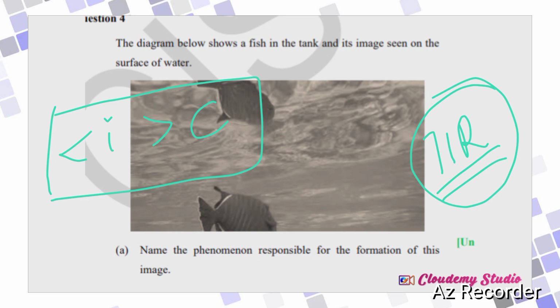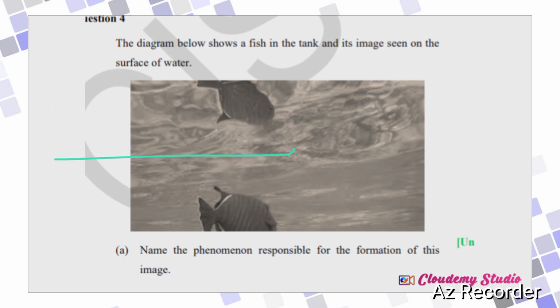Basically, total internal reflection is when light falls on a surface separating two media from an optically denser medium to an optically rarer medium at an angle of incidence greater than the critical angle. Then the light ray rebounds back into the same medium at the same angle. This phenomenon is called total internal reflection. So the two conditions are: the light ray must be traveling from a denser medium to a rarer medium, and the angle of incidence must be greater than the critical angle.